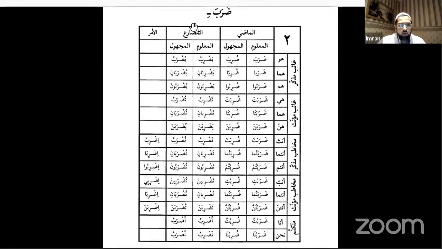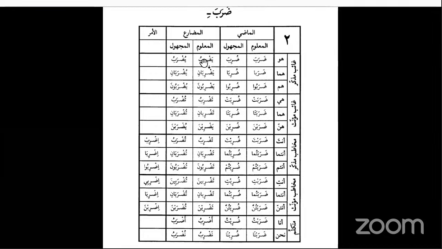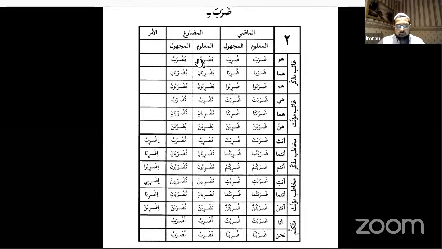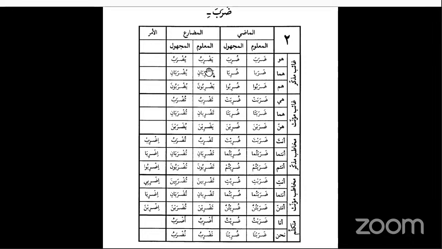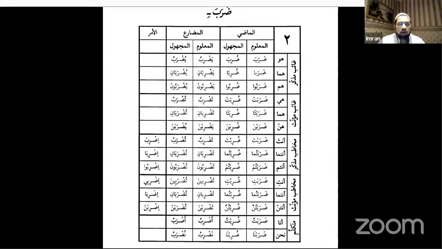mudari majhul. So mudari majhul are made on the pattern of, is 1 pattern. Can you see this over here? Yudrabu. Can you see it over here? So yadrabu and yadribu, what's the difference between the 2? The fatha on the ya has been changed into dhamma. Correct. And the kasra on the ra has been changed into a fatha. Excellent. And that is it. So the pattern is yuf'alu. So every present tense verb which has 3 letters is conjugated on the pattern of yuf'alu.